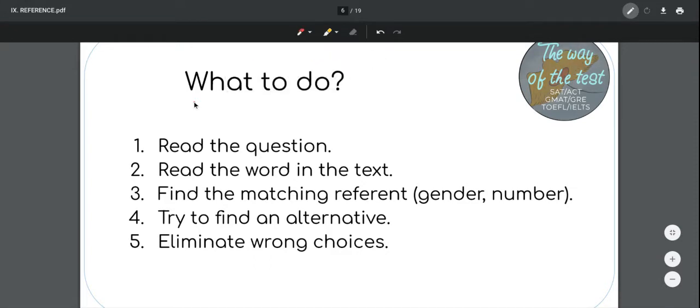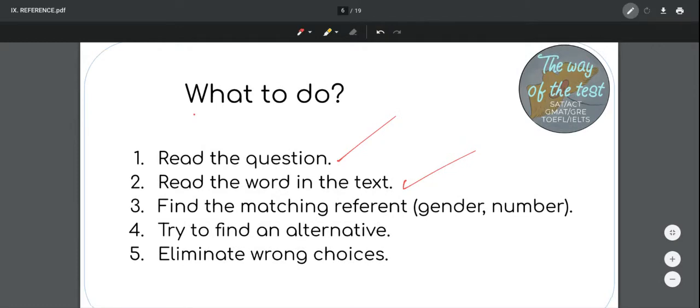Okay, so how should we solve this question? So again, we first read the question. We always read the question first. Then we go and read the word in the text. Remember, the word will be highlighted or in boldface, so you don't have to search for the word for a very long time. Then we're going to find the matching reference. We're going to find that it matches both in gender and in number, and we're going to try to find the alternative that corresponds to that. Even after we have found the alternative, we're going to eliminate the wrong choices to make sure that we're not making a mistake.